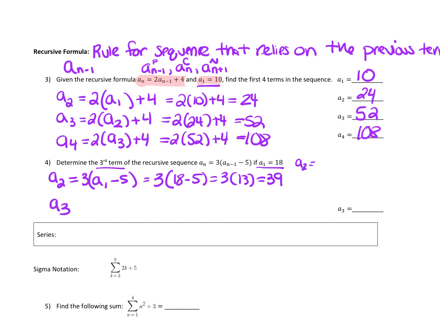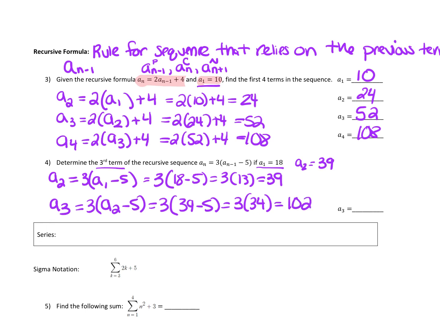Now that I know a2 is 39, I can find a3 because I'm going to do 3 times a2 minus 5, which would be 3 times 39 minus 5, which would be 3 times 34, which is going to be 102.